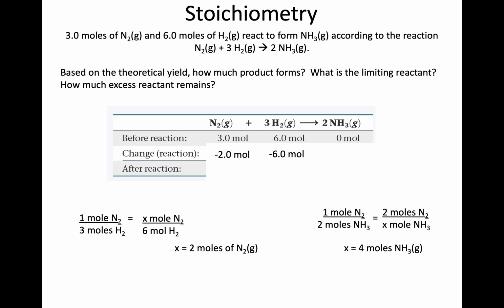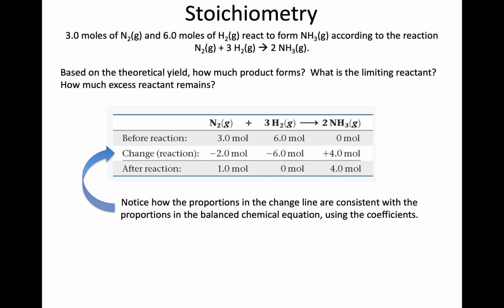And I can figure out how much of the product that's formed. All of these are simple proportions that are consistent with the coefficients in the balanced equation. And then working down all of the different columns, I can figure out how much I have for the different reactants and the product that's formed. Notice how the proportions in the change line are consistent with the proportions in the balanced chemical equation when I'm using the coefficients. 1 to 3 to 2 is the same as 2 to 6 to 4. And they have to be because the change line is consistent with those coefficients. That's what the coefficients are communicating.